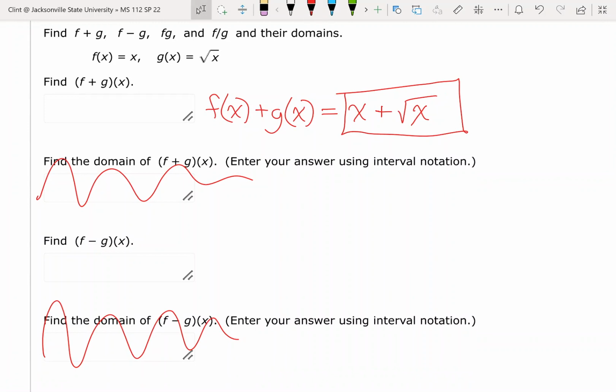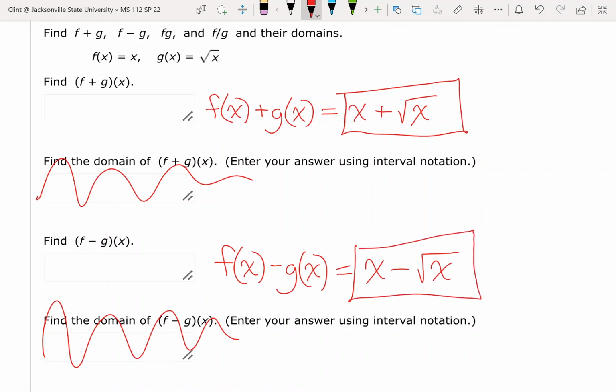F minus g is very similar. We're just subtracting instead of adding. So we'll have x minus square root of x. Again, we don't have any like terms or anything to do to simplify.